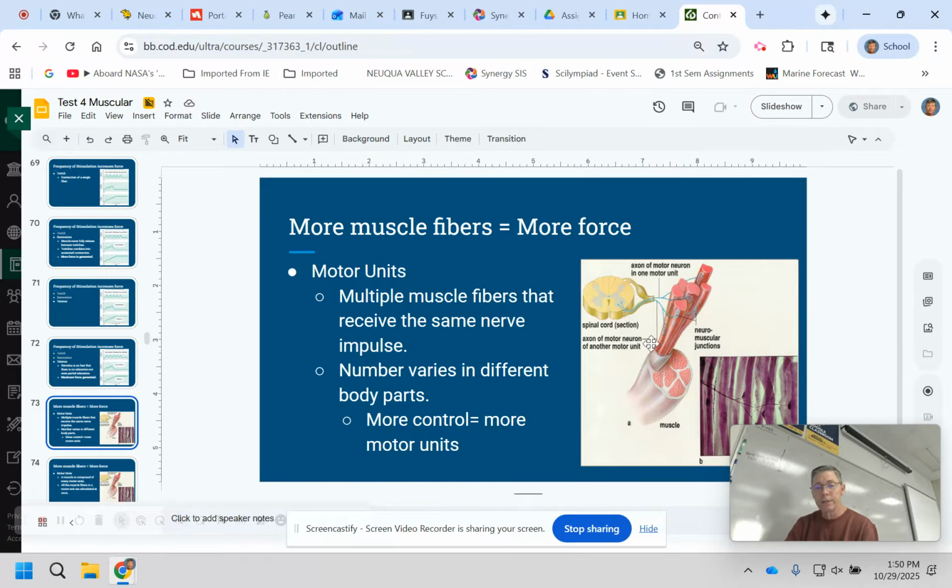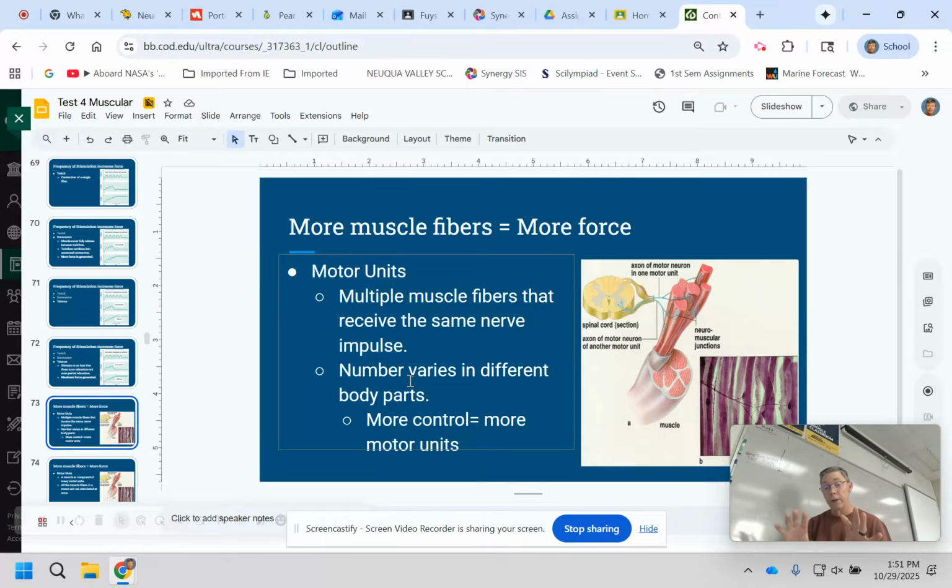And what that is, each neuron that comes down to a muscle, that neuron's going to split and it's going to send little ends, connections, neuromuscular junctions, with multiple muscle fibers. And each group of muscle fibers that get a signal from a single neuron, that's called a motor unit, because all those fibers will contract as a unit because the same signal is going to stimulate them all at once. Okay, so that's a motor unit.